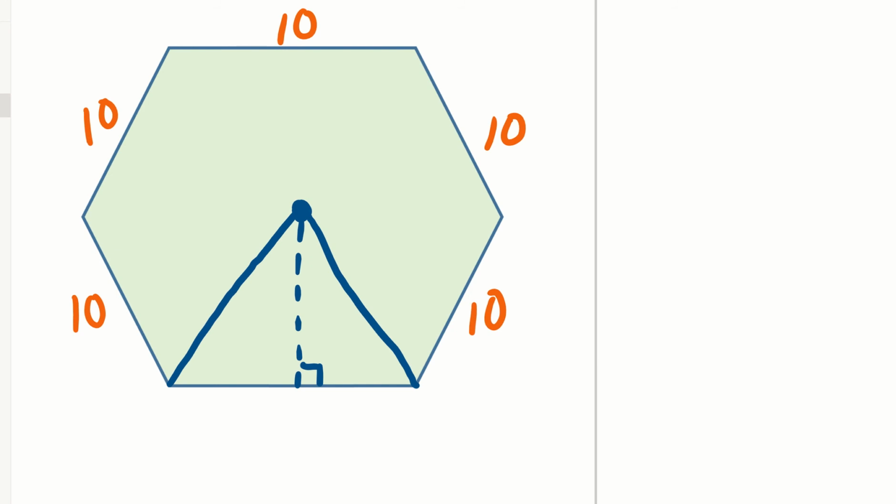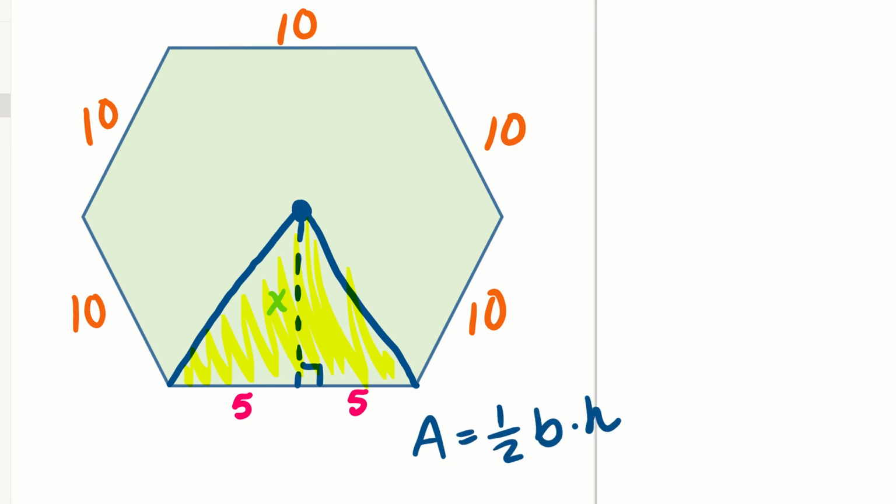Now because we know the apothem is going to bisect one of my sides, that means these 2 pieces down here are going to be 5 and 5. And our goal here is going to be to find the height of my apothem, because I want to find the area of this triangle. And I know that the area of the triangle is 1/2 base times my height. And I know my base is 10 because that's the side of my hexagon, but I don't know the height of my triangle because that's my apothem.